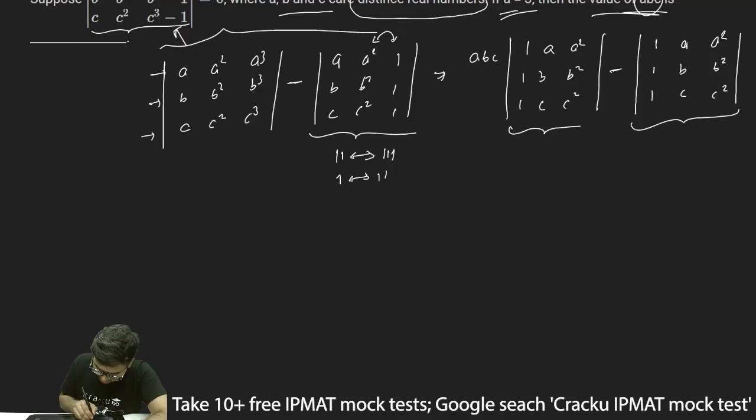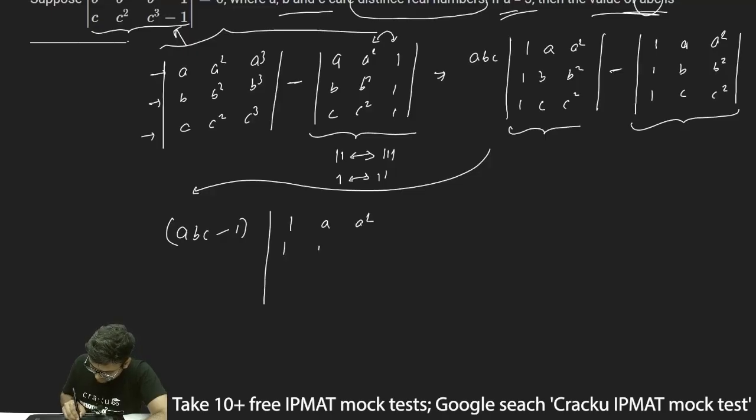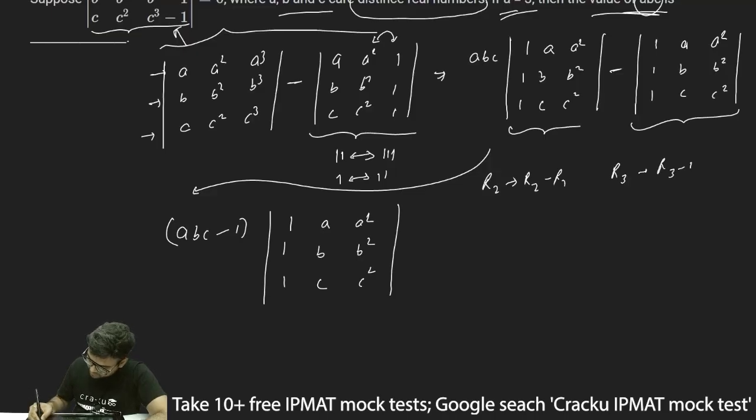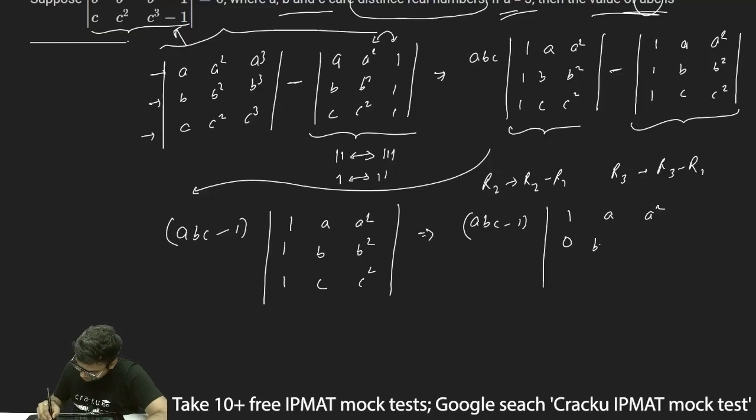So this will be simplified to abc minus 1 multiplied by the determinant of 1, a, a square; 1, b, b square; and 1, c, c square. Now I can perform the row operations. Row 2 I can write as row 2 minus row 1, and row 3 as row 3 minus row 1. So this will become abc minus 1 times the determinant of 1, a, a square. Row 2 becomes row 2 minus row 1, so this will become 0, b minus a, and b square minus a square. Row 3 becomes row 3 minus row 1, so this will become 0, c minus a, and c square minus a square.